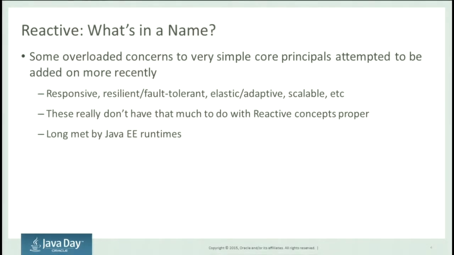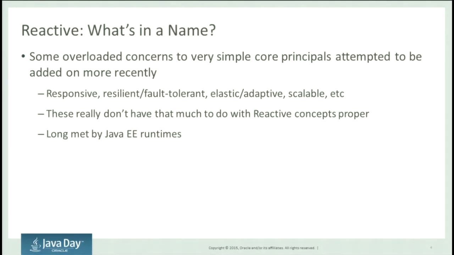So some of these words are things like responsive. I'll talk about responsive in a second. I won't quite explain it right now. I actually think that responsive is a motivation for doing reactive rather than a characteristic of reactive programming per se. Resilient or fault tolerant, that simply means that when an error occurs, your system does not come crashing down and halting. So your system can recover from a fault or an error.